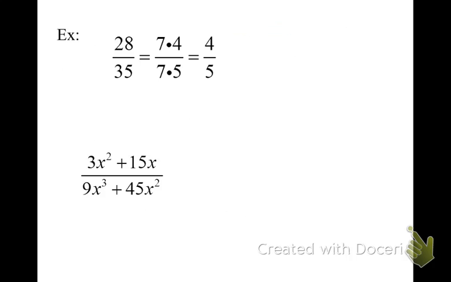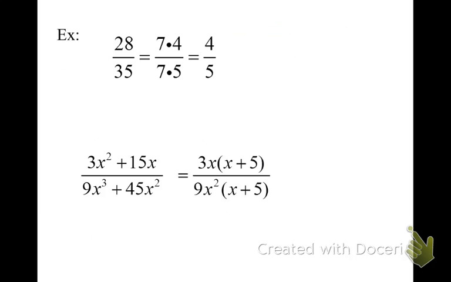Here below we have 3x squared plus 15x divided by 9x cubed plus 45x squared. So again, we're going to follow our rules. Factor the numerator. Well, in factoring the numerator, we're going to see, is there a common factor that will divide out? Well, there is. There's a 3x that will divide out of the numerator. Factor the denominator. Well, there's a 9x squared that will factor out of each term in the denominator.